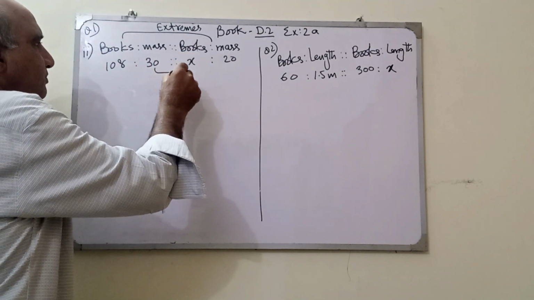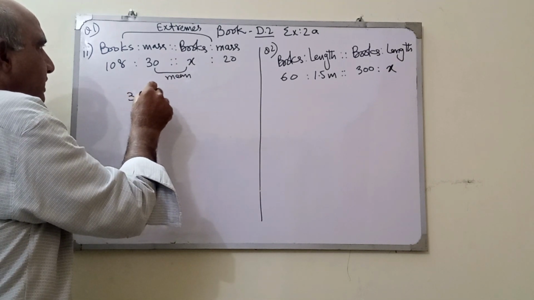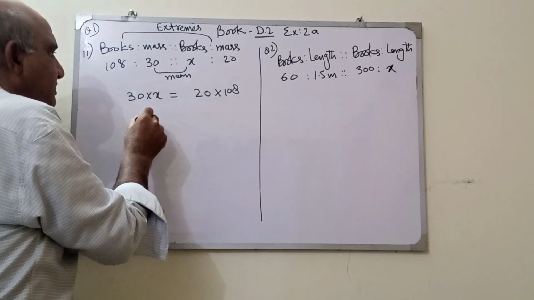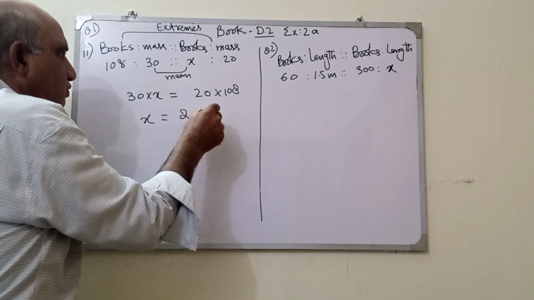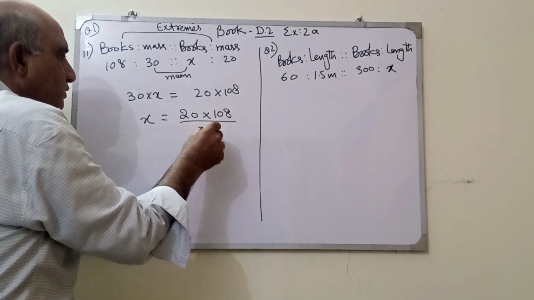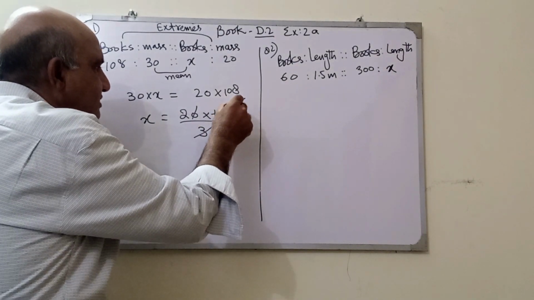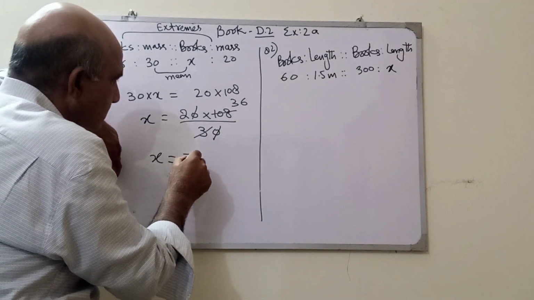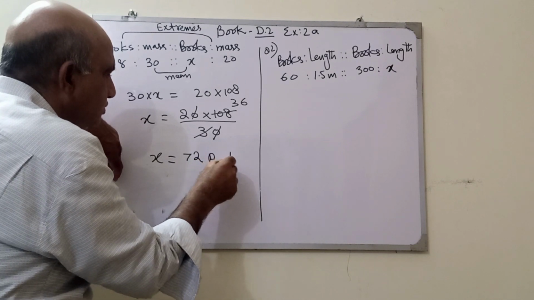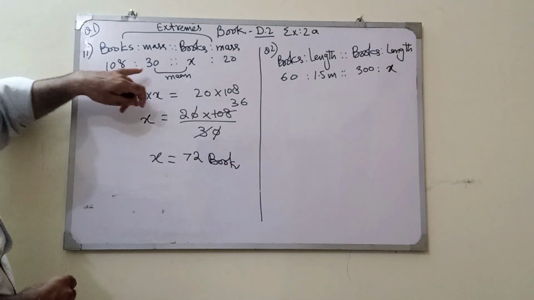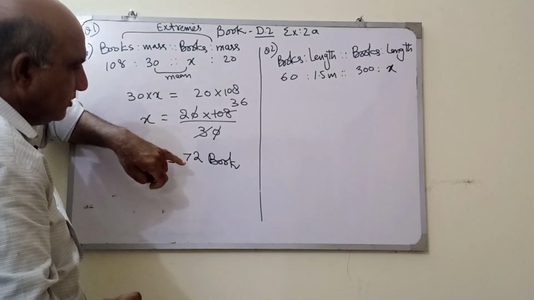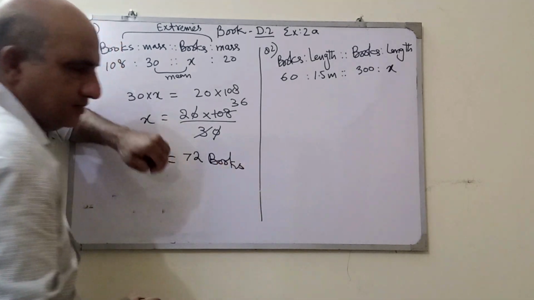These are the means. So we write 30 into X is equal to 20 into 108. So X is equal to 20 into 108 over 30. Right? We'll cancel these 0 by 0, and here 3 3s are 9, 3 6s are 18. So 2 into 36, it is 72 books. So 108 books have the mass 30 kg. So when the mass is 20 kg, then the number of books is 72 books, right?